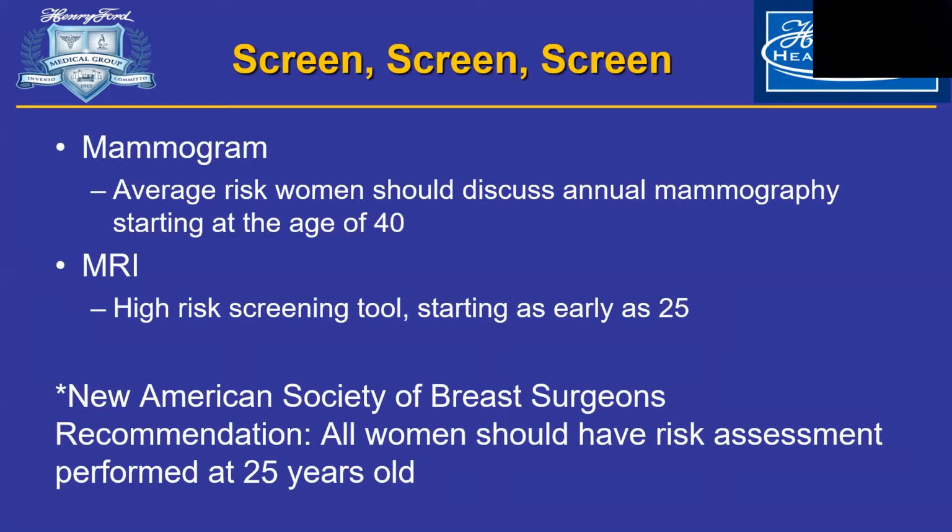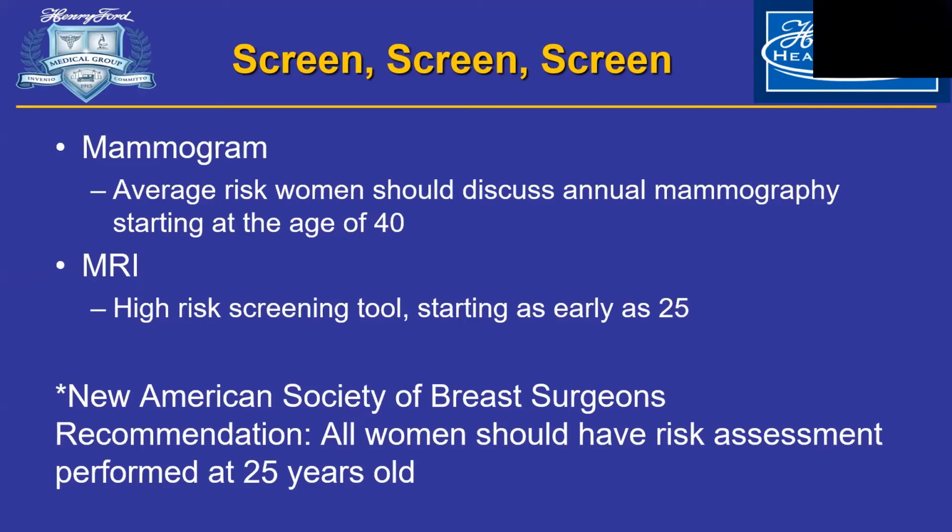So moving on from risk to early detection. All I can say is please screen, screen, screen. For average risk women, we recommend that you start at least the discussion about annual mammography with your physician around the age of 40. Early diagnosis, we know, reduces the risk of dying from breast cancer, and it increases treatment options. We have to remember, though, that mammogram isn't perfect.